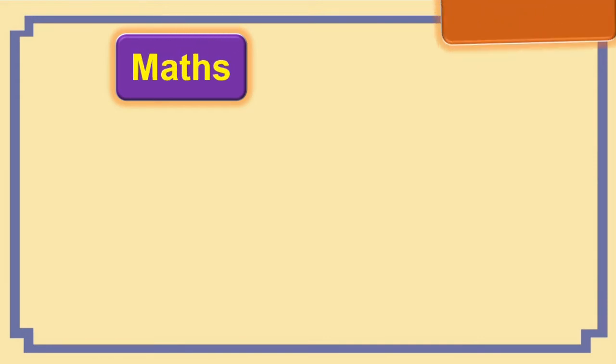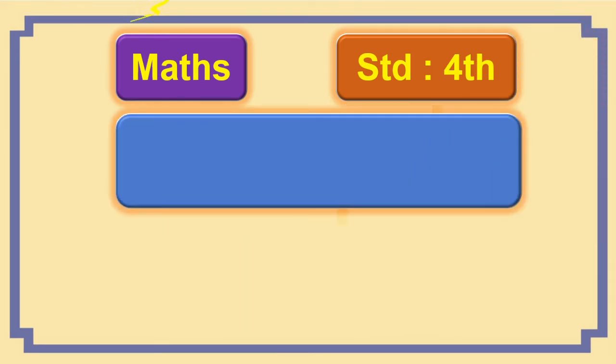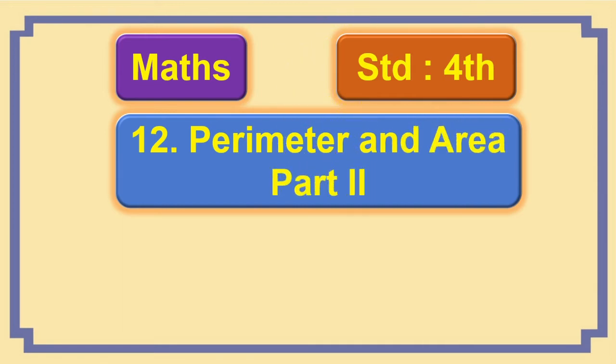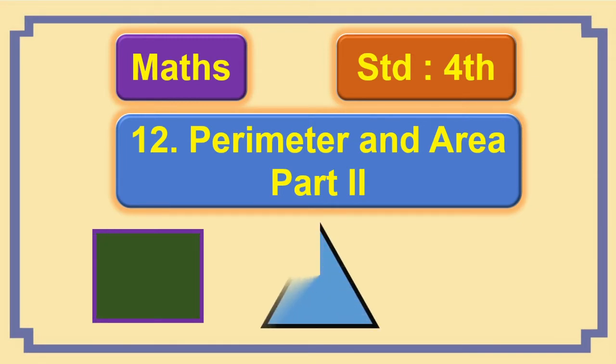Let us learn maths of standard 4th, and the name of the chapter is perimeter and area. Dear children, this is part 2 of this chapter. Now in part 1 we have learnt about the perimeter, isn't it? And we have solved so many examples. Now in part 2 we will go through the area, the area of different shapes.